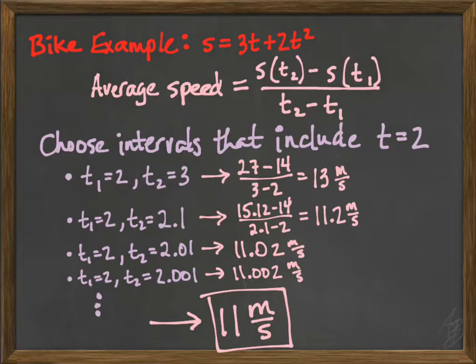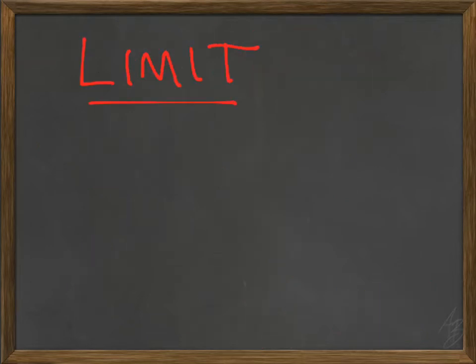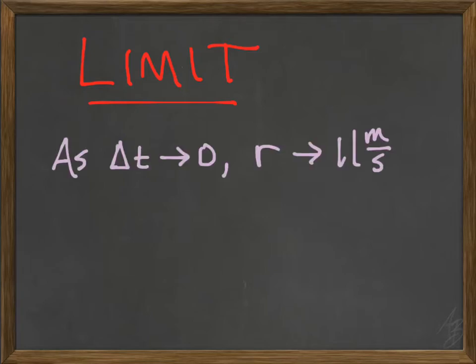This idea here, as one quantity approaches a number, as another approaches a number, is the idea of a limit. And this limit is going to be central to all of calculus. So a limit, the language of a limit here in this particular problem will say that as the time interval approaches 0, our rate of change approaches 11 meters per second.